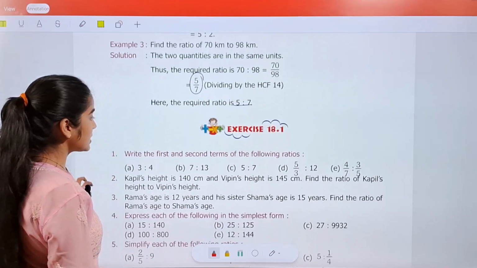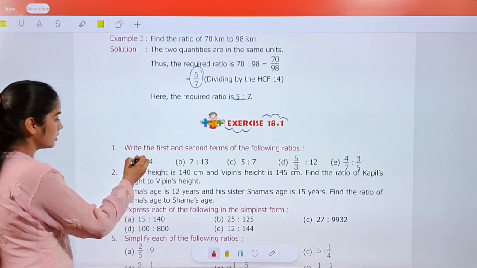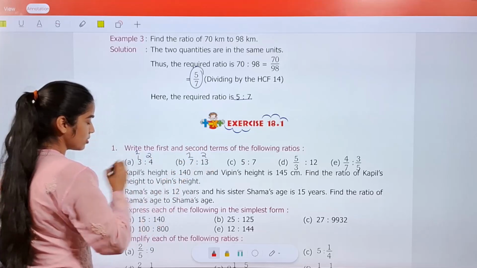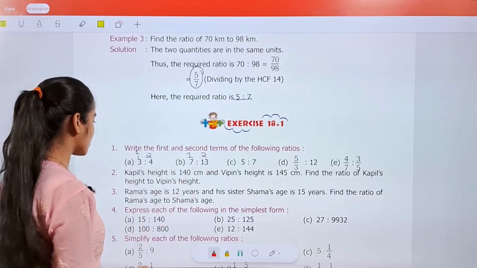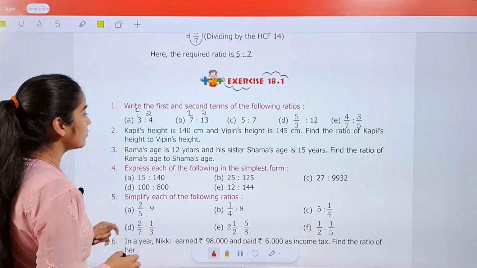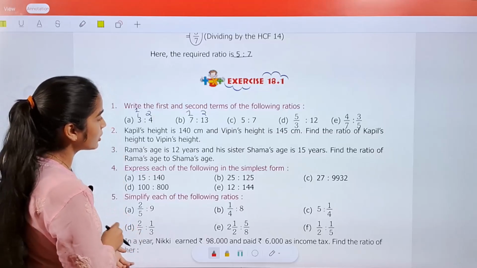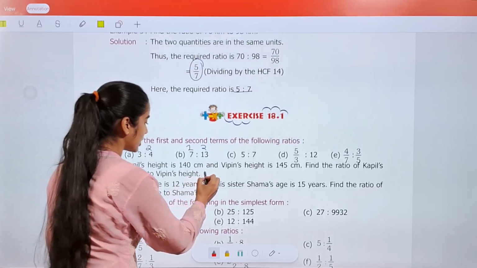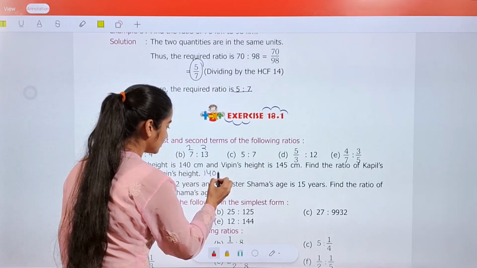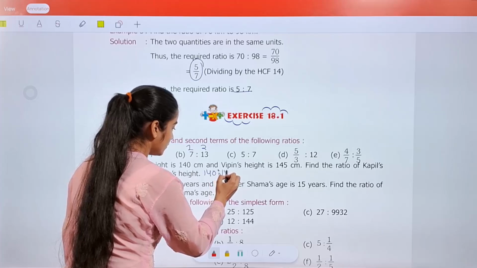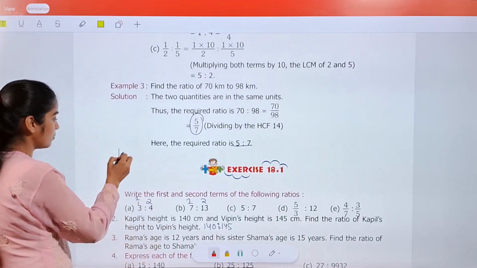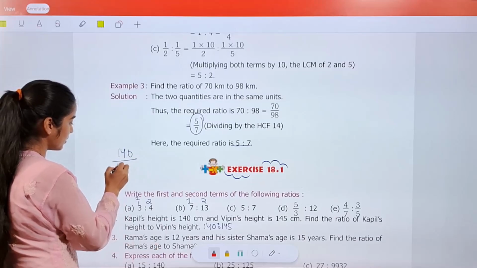Write the first and second term of the following ratios. This is first, this is second, first, second. So you have to do the same process with the rest of the questions. Couple's height is 140 centimeters and Vipin's height is 145 centimeters. Find the ratio of the couple's height to Vipin's height. So you can also write it like this: 140:145. This is the ratio form, and we have to write it in the simpler form.